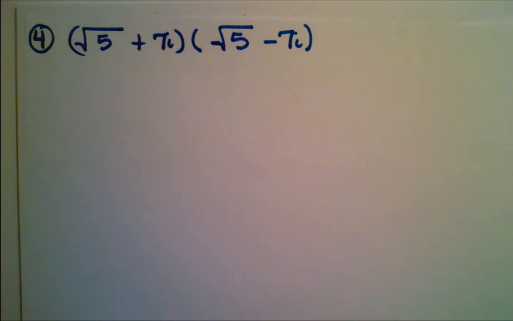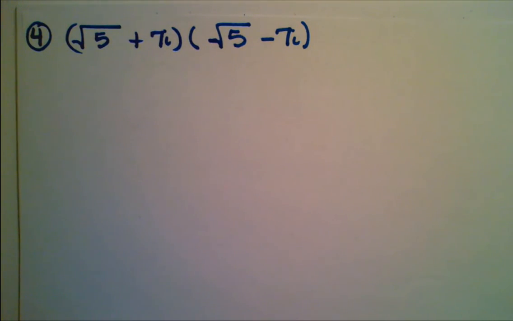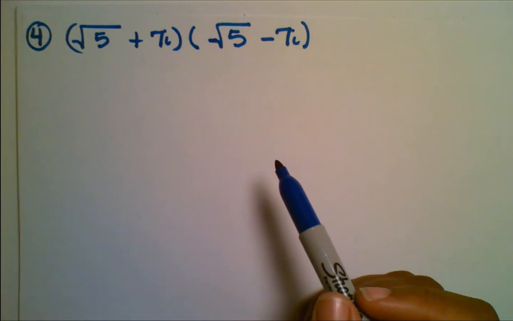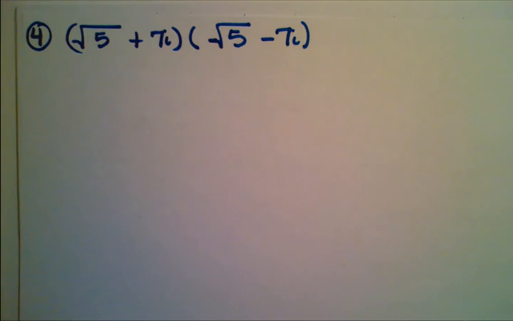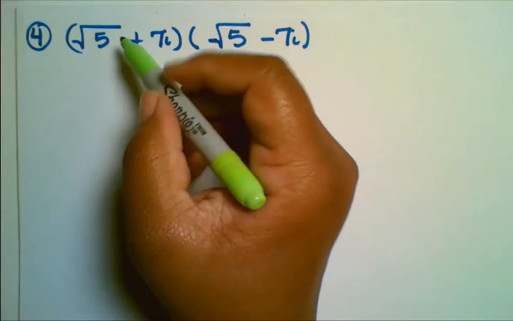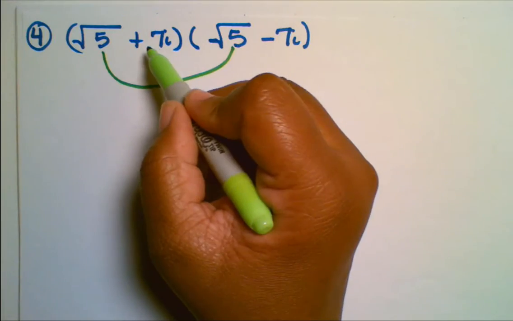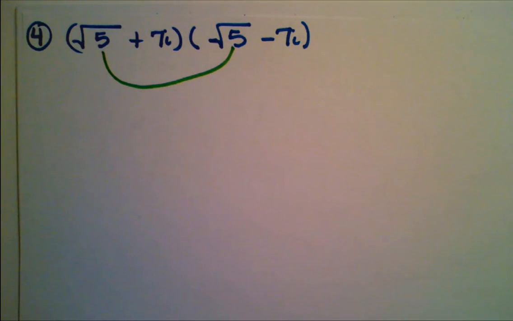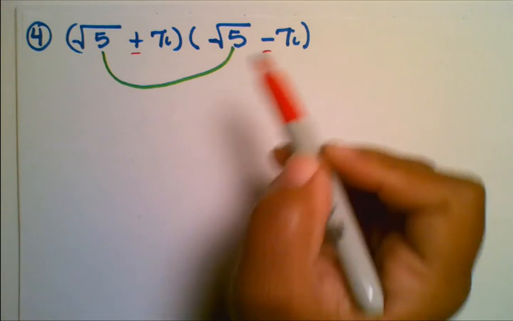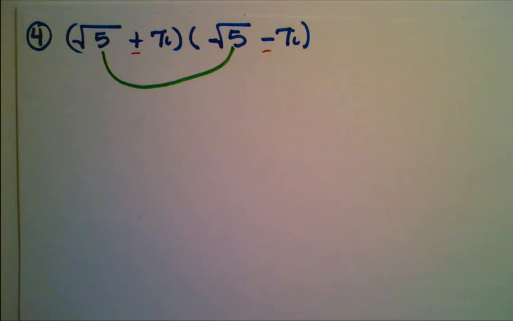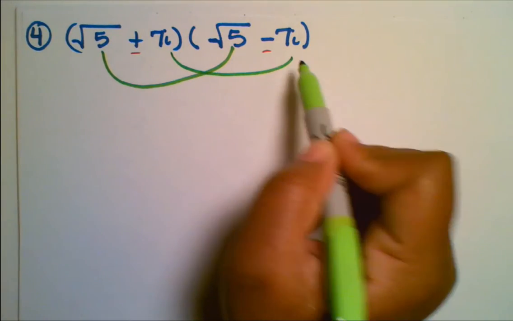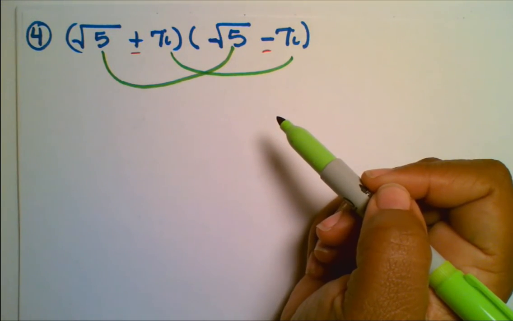Next example, the square root of 5 plus 7i times the square root of 5 minus 7i. Now remember, I told you that whenever you have terms where they're both identical, but look at your signs here, we have opposite signs, and then the last terms are opposites of each other. What's going to take place? The outer and inner terms are going to cancel out.